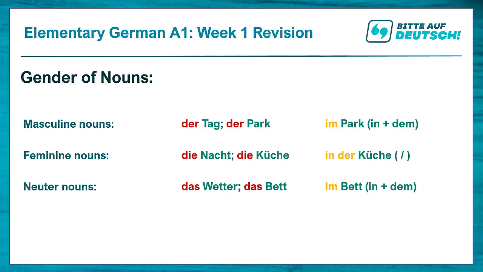Neuter nouns share the same appearance as masculine nouns with regards to this grammar. Here again, we contract the preposition in with the dative case of the definite article das, which is the same as in the masculine version, in dem, which then becomes im. In bed or in the bed will then be im Bett.